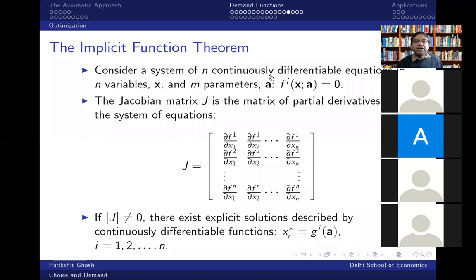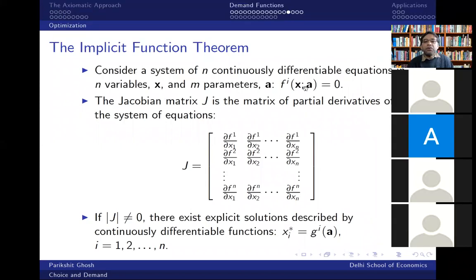Consider a system of n continuously differentiable equations, right? So we have some model which gives us a system of equations, which in the most compact form we have written this way. X is a vector of variables, A is a vector of parameters as before. F superscript i is the ith equation in our system of equations, right? And since we have n variables, we'll need at least n such equations. So this is a system of n equations, i goes from 1 to n. Two questions.